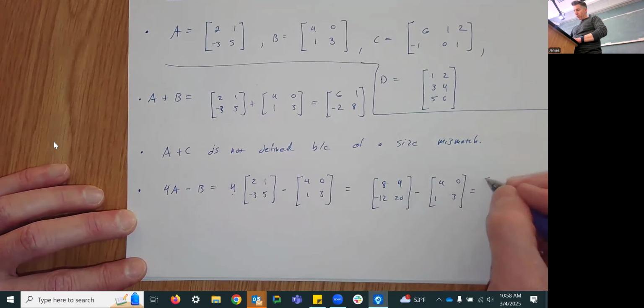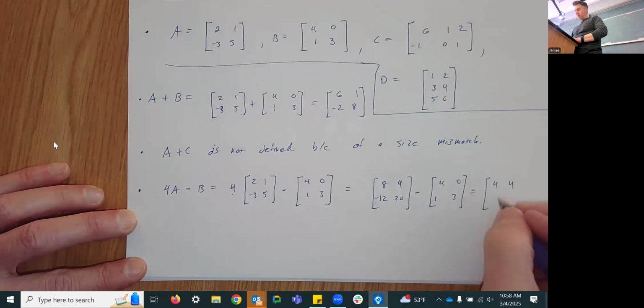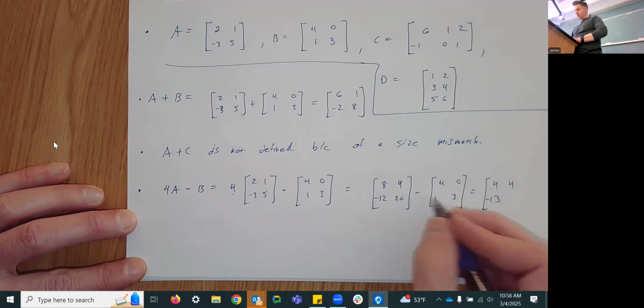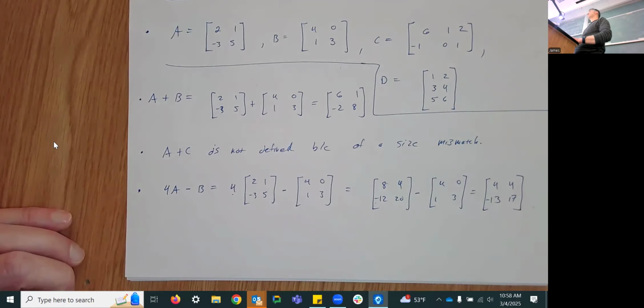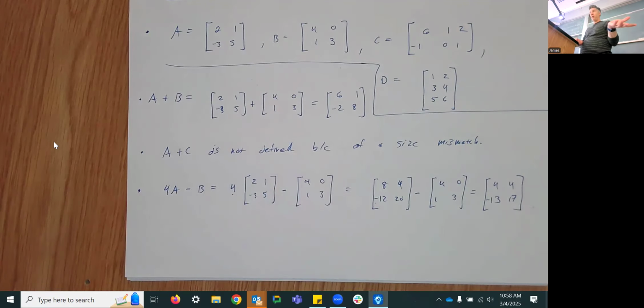8 minus 4 is 4. 4 minus 0 is 4. Negative 12 minus 1 is negative 13. And 20 minus 3 is 17. So matrix addition, matrix subtraction, and scalar multiplication all kind of work in a normal-ish way. The only caveat is that the matrices have to be of the same size to be added or subtracted together.